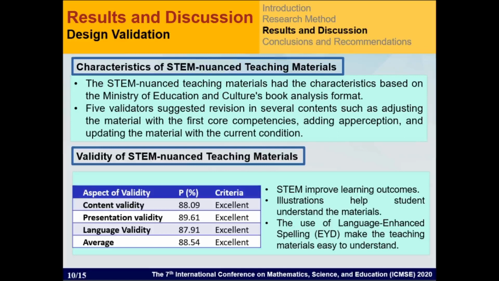And we know that STEM improves learning outcomes. Illustration helps students understand the material, and the use of language enhances spelling, making the teaching material easy to understand. And this is our result about the validity. We know that content validity has a criteria of excellent, and all of them have a criteria of excellent.